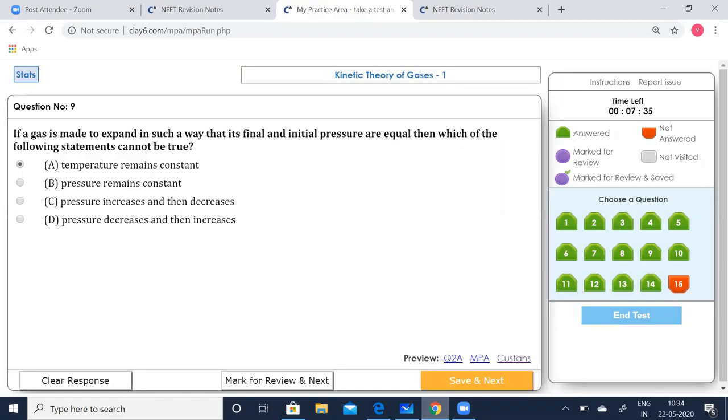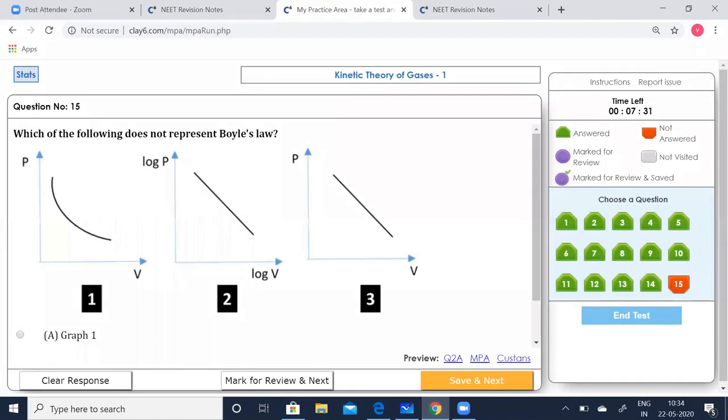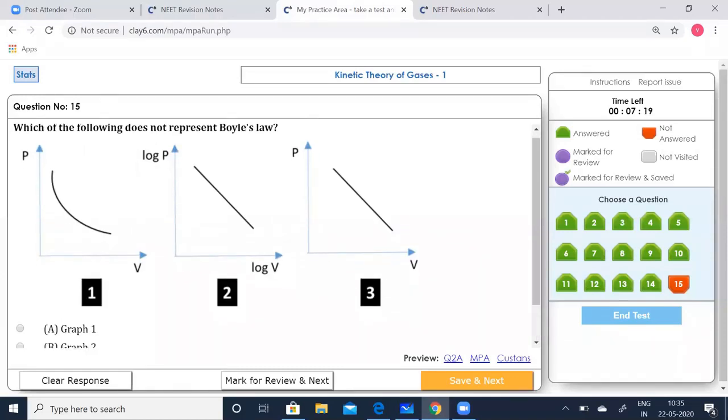Now coming to the 15th question. Which of the following does not obey Boyle's law? Now he has given the different graphs, graph 1, graph 2 and graph 3.